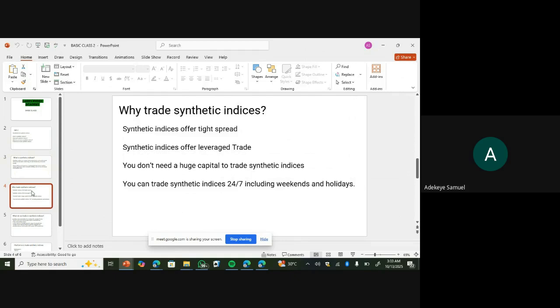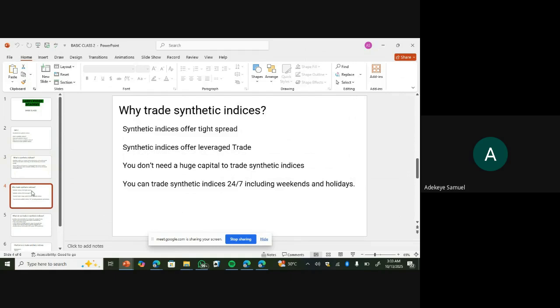Synthetic indices also offer leverage. You don't need huge capital to trade synthetic indices. You don't need huge amounts to trade. And this leverage, I will talk more about in the advanced level. You can also trade synthetic indices 24/7, including weekends and holidays. You can actually trade synthetic.